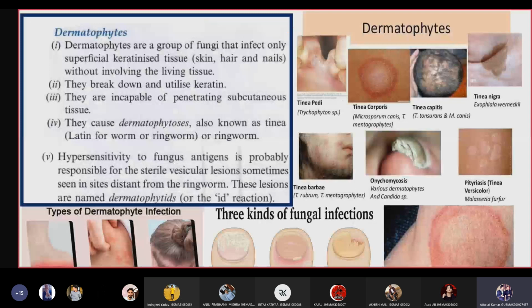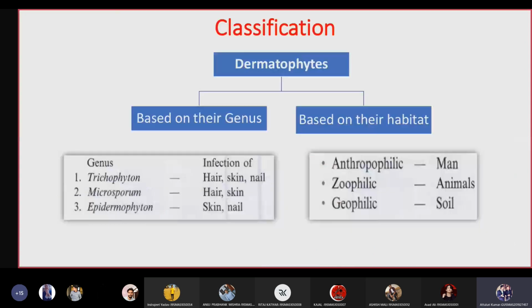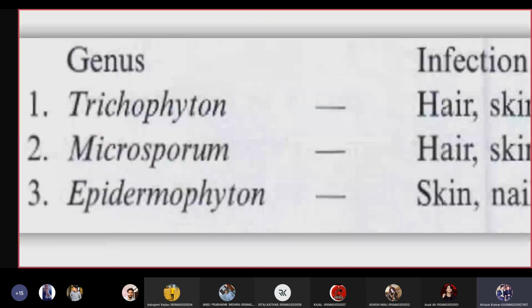Okay, so these dermatophytes also cause hypersensitivity reactions, allergic reactions in the body, right? So these are the introduction to dermatophytes. Then we classified the dermatophytes. Dermatophytes are classified depending upon their genus and habitat. Depending upon the genus, these dermatophytes are of three types: Trichophyton species, Microsporum species, and Epidermophyton species.